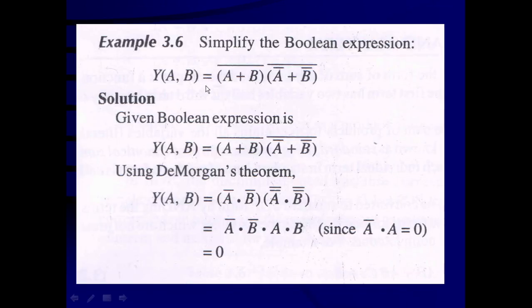The next example is like this. Simplify the Boolean expression. Y is a function of AB, that is equal to A or B whole bar, that means this is a NOR gate, and A bar plus B bar, again it is whole bar. Individually, we can apply De Morgan's theorem here. So A plus B whole bar is equal to the inputs inverted. So A is going to be changed to A bar, B is going to be changed to B bar, and the OR function is going to be changed to the AND function here.